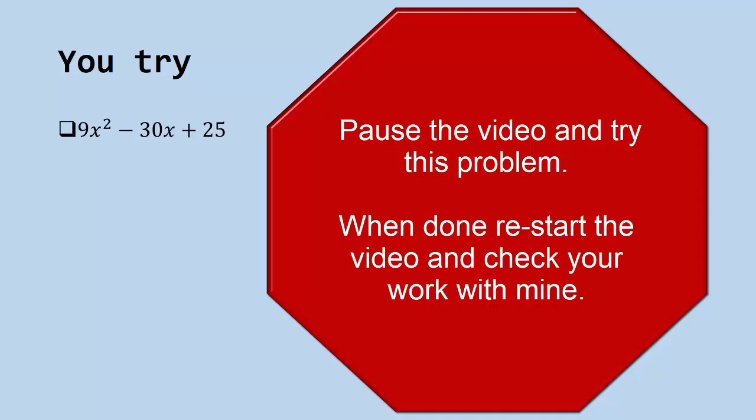Now let's have you try. 9x squared minus 30x plus 25. This meets our criteria. 9 is a perfect square. 25 is a perfect square. If I were to take the square roots 3 and 5 and multiply them together and double it, I'd get 30. So you try putting this into its two binomial factors. Pause the video here and give it a shot.